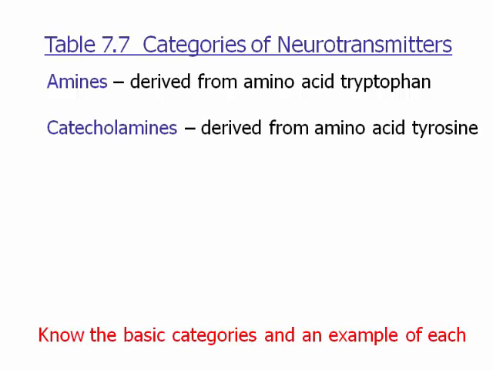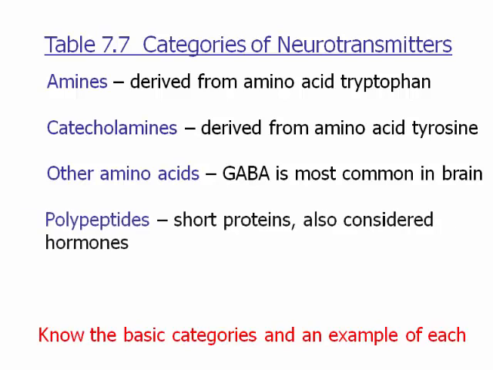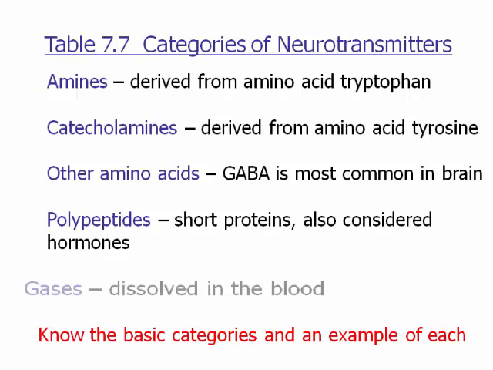Catecholamines, very similar, are derived from the amino acid tyrosine. Next, other amino acids. I won't go into the names of them, but there's a very common neurotransmitter in the brain called GABA, G-A-B-A. We do say GABA. And polypeptides can be neurotransmitters. Remember, polypeptides are short little proteins. We also call them hormones. And even gases can be dissolved in your blood, and they're supposed to be there, and they act as neurotransmitters. Okay, so you should know the categories and an example of each.